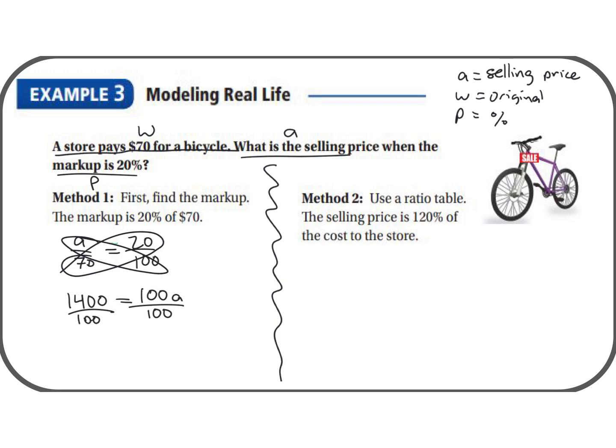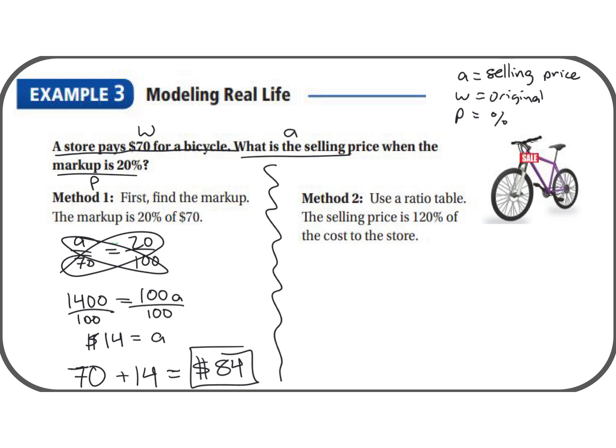And I find that the amount that the store has increased the price by is $14. With method 1, I need to use $14. And instead of subtracting it away from my original, I'm going to add it to get a selling price, my bad, of $84. Right? I started at 70, I marked it up 20%. It now is going to cost someone 84.